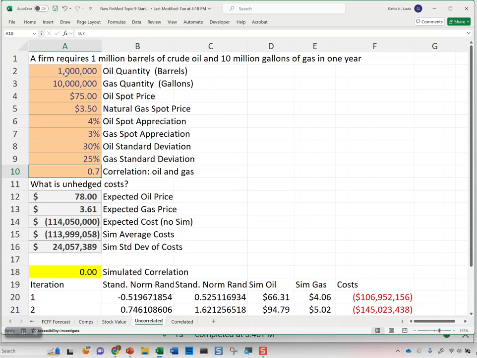We'll assume 0.7. So let's go ahead and get the expected oil price going up by 4%, gas price going up by 3%, and then the expected cost. No simulation here. It's just 1 million barrels times the expected price of oil and 10 million gallons times the expected price of gas. And then what I want to do is run a simulation to see the cost, which should be right around 114. But I also can use that simulation of, say, 10,000 possible prices of oil and gas to get, say, the 5% highest, 5% lowest, a probability. But all I've done here is I've just gotten the standard deviation of costs.